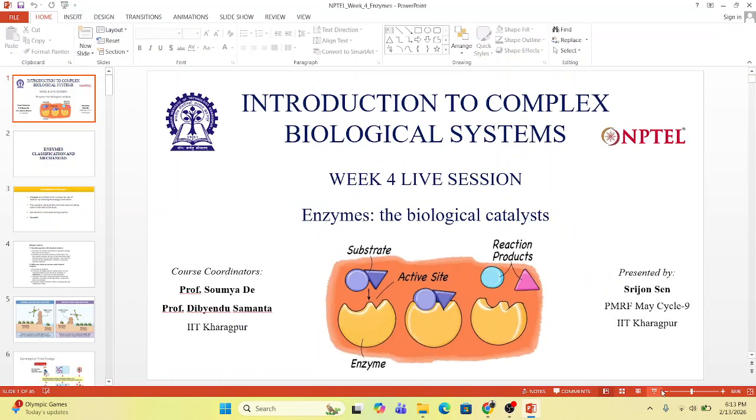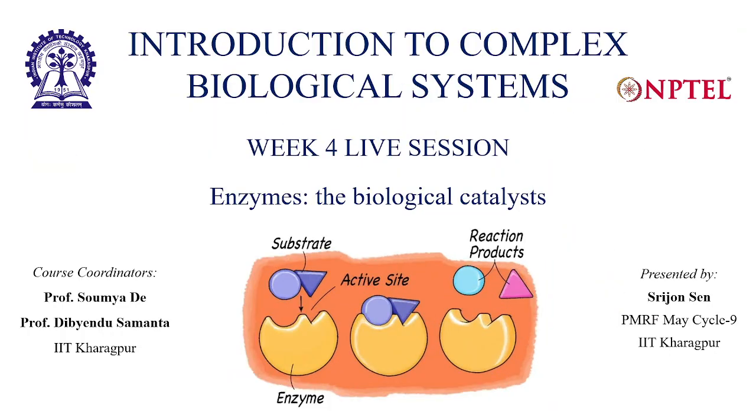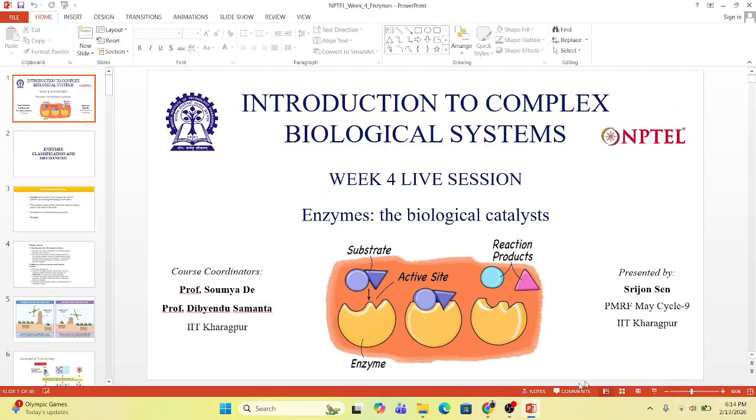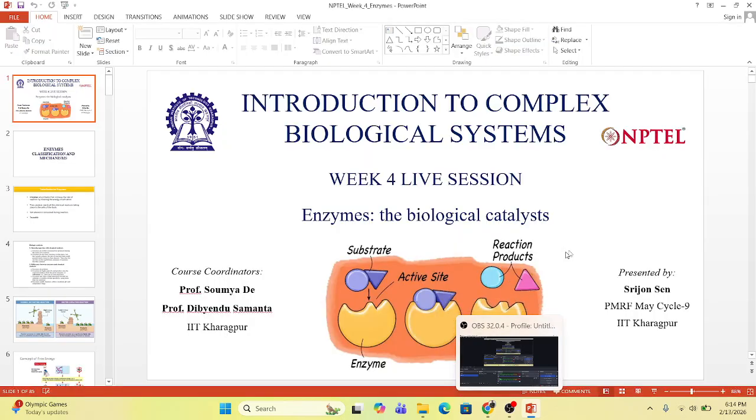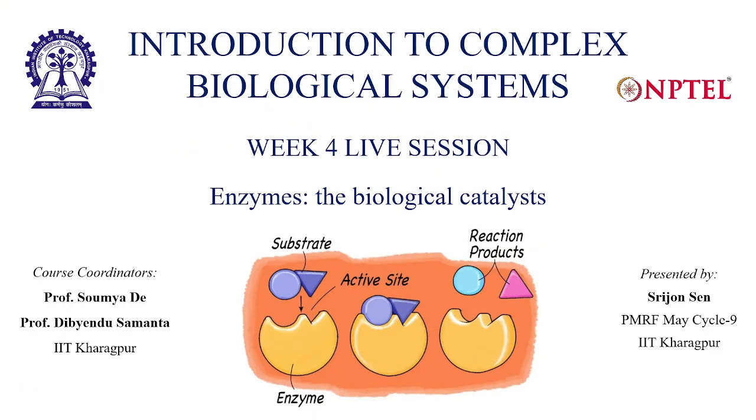So, today's class is mostly on enzymes. Last class we talked about proteins and the different types of how proteins are formed, then what are the functions of proteins, the biological importance of proteins. Today's class is mostly about one such type of protein, that is enzymes, also known as the biological catalyst. Why do we call them that? We will get to know as we move ahead.